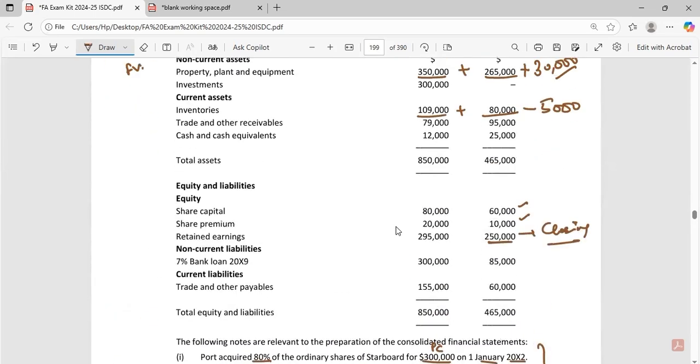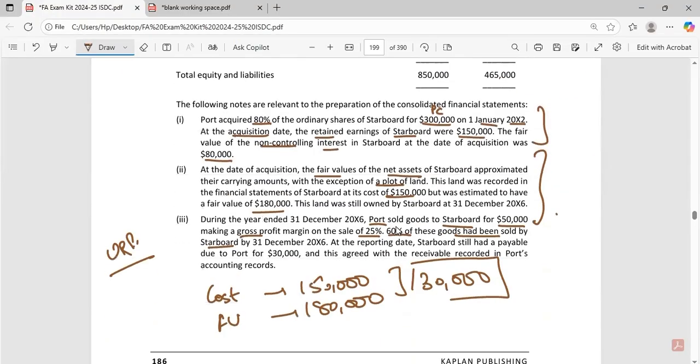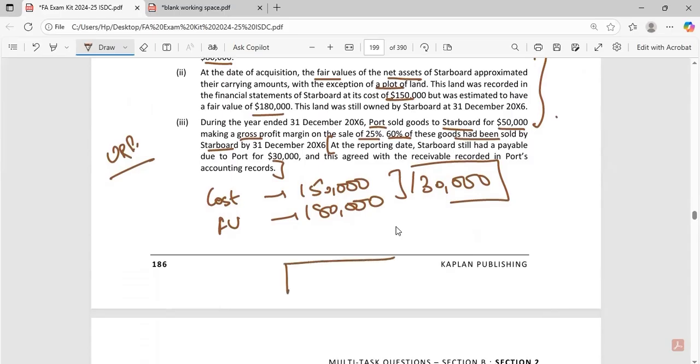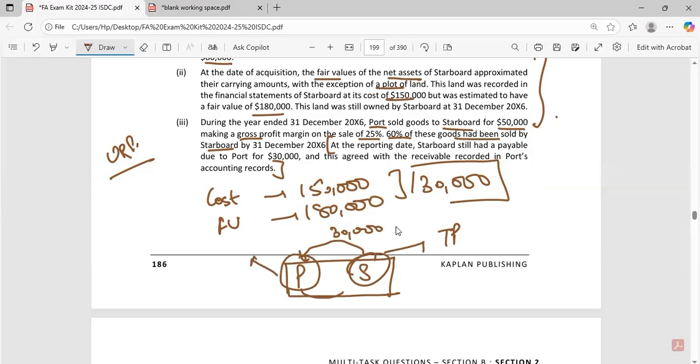For trade receivables, I'm going to add the 79,000 and I'm going to add 95,000. Okay. Plus, look at C over here, read this. At reporting date, Starboard still had a payable due to Port for 30,000 and this agreed with the receivables recorded in Port's accounts. Okay, so see, this is a group in which there is a parent company and a subsidiary company. Now the subsidiary has to pay 30,000 to Port company and Port company has to receive it. So in the subsidiary's books, this is a trade payable, because they have to pay to P company, and in the books of P company, this is a trade receivable.